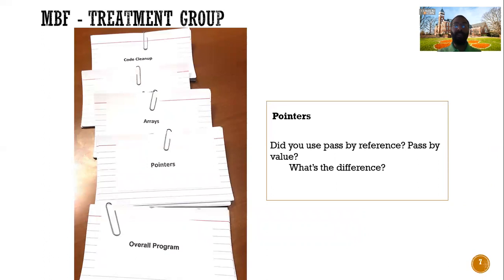So the MBF group is the treatment group. We had physical index cards, and it was broken into 5 different categories based on ways that the students could have implemented the program or things that they would want to consider for the implementation. Here's an example from the pointers category where you would have this discussion about, did you use pass by reference or pass by value? And then the students would also get to discuss what's the difference between the two, and that would help them address some of their misconceptions.